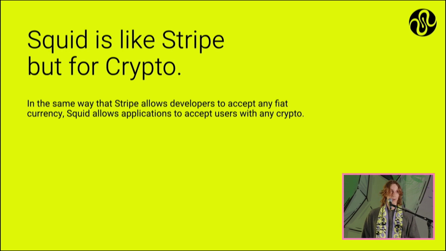Squid is like Stripe, but for crypto. The example in Stripe is you're a US citizen or an Australian citizen, EU citizen, you can come with your bank account and pay with whatever money you have in your account. And we do that with crypto. So whatever tokens you have in your account, you can go to an application and be guaranteed that you can pay for the product or onboard into it.